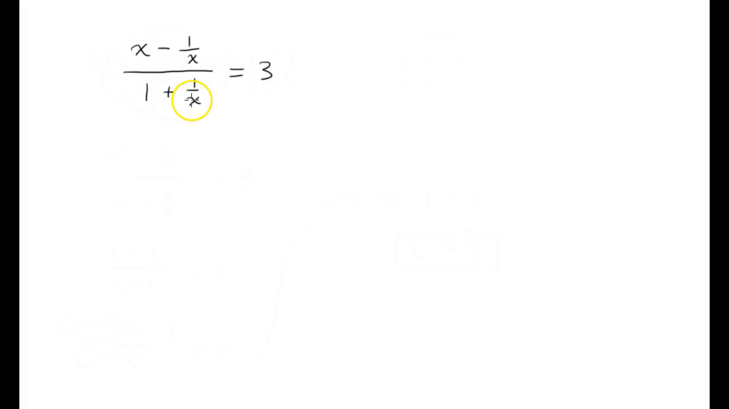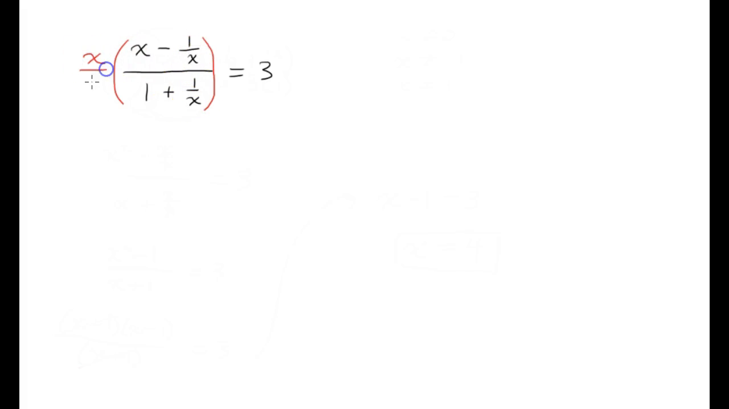So we're not going to be multiplying on the left and right-hand side of the equation at this point. Right now, we're just going to simplify this complex fraction, and one of the ways you can do that is to multiply the numerator and the denominator by the lowest common denominator that you see among all of the little fractions. Well, the common denominator, the lowest common denominator, is just x. It's the only denominator that we see.